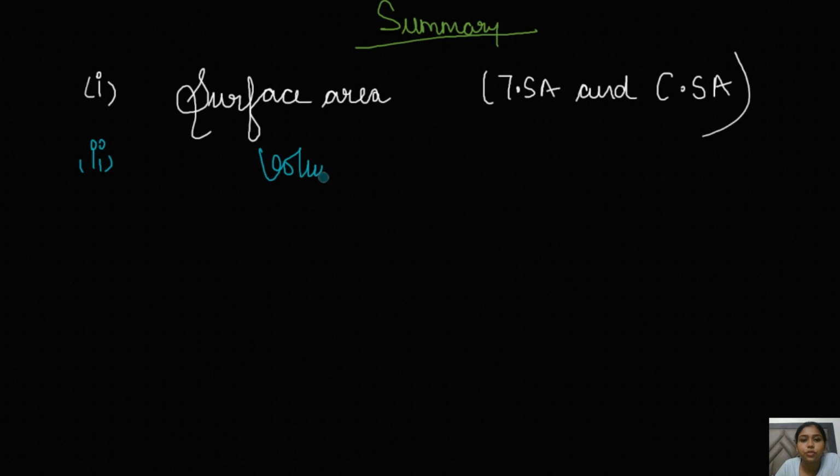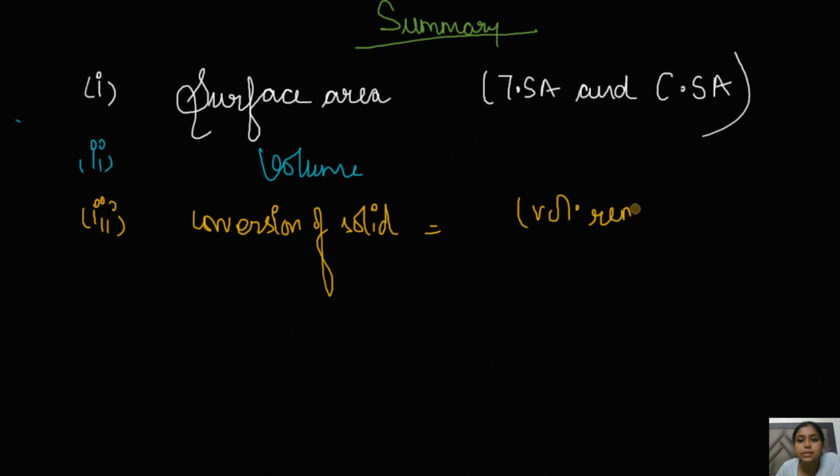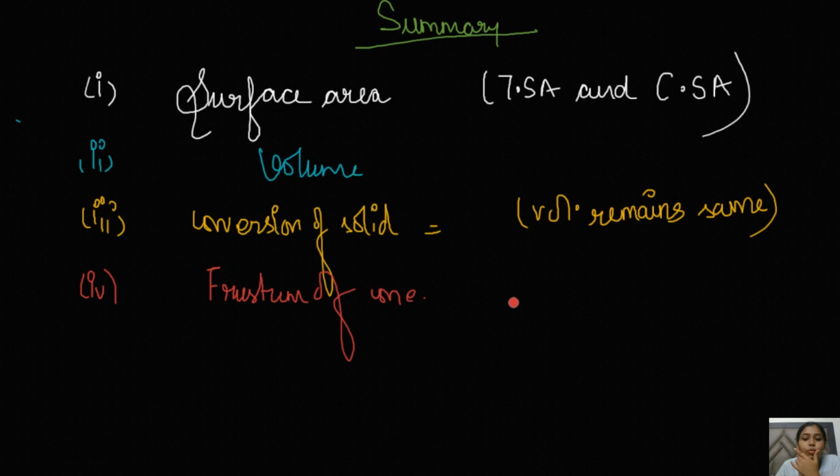Just for the brief intro, I'm telling you to go there. Okay, so volume also. Another thing that you have studied in this particular chapter is basically conversion. In case of conversion of solids, when something is melted and converted into another thing, the volume remains same, always remains same. Then another thing we have learned is basically the frustum of cone. You know what is frustum of cone and how it is found out, and how you can form the frustum, like cutting the cone from the upper edge or upper corner.